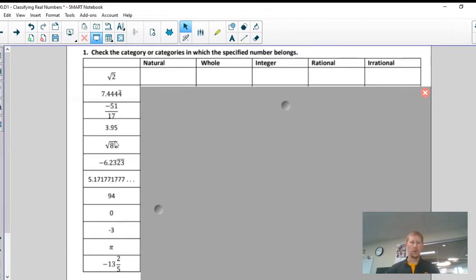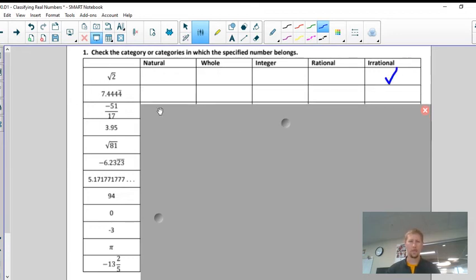All right, we'll do just a few of these and I think we're done. So this time we're given the number and we're going to check the box. Let's see, the square root of 2. Things are organized a little differently on our table. Is the square root of 2 a counting number? No, we don't count by square root of 2. So is it a whole number? No. Is it an integer? No. Is it rational? No. Is it irrational? Yes.